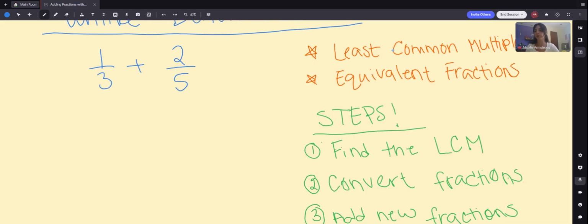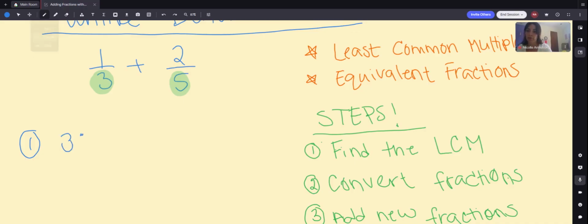We have 1/3 plus 2/5. We notice that their denominators, a denominator of 3 and a denominator of 5, are not common. So diving into our steps, our first step is to find our least common multiple between these two unlike denominators.